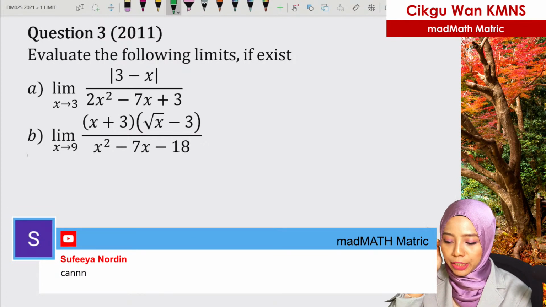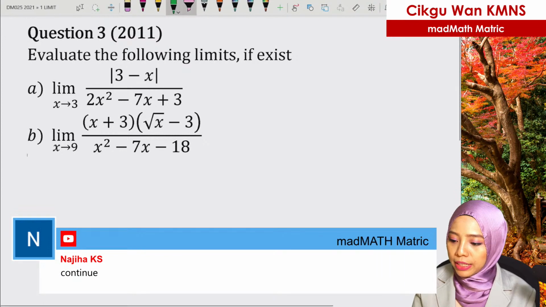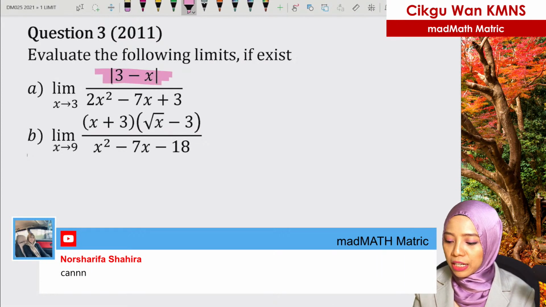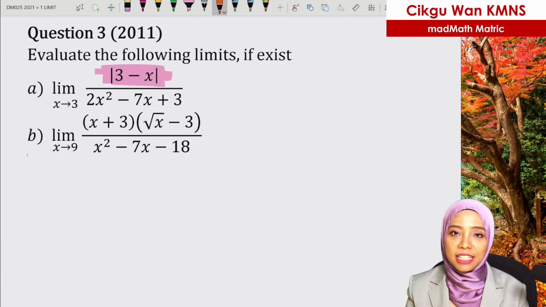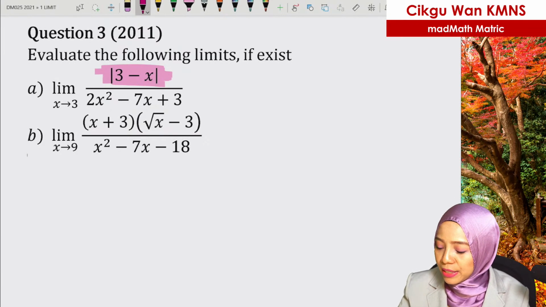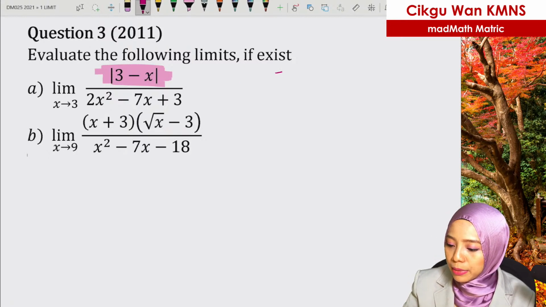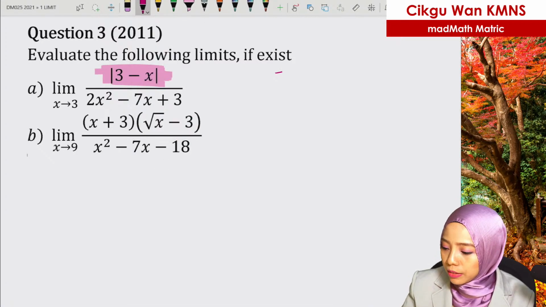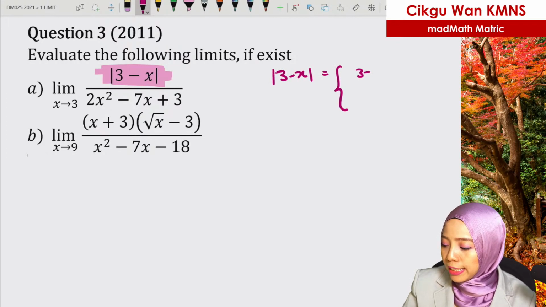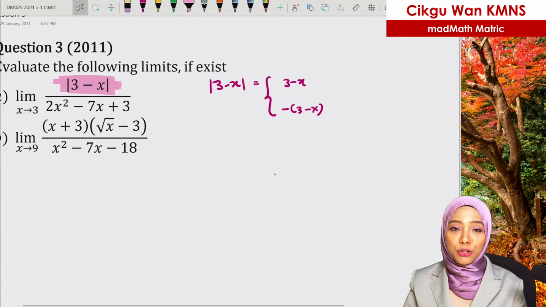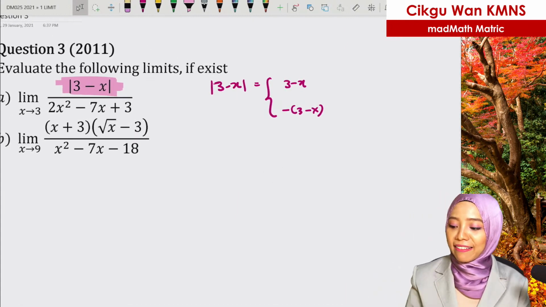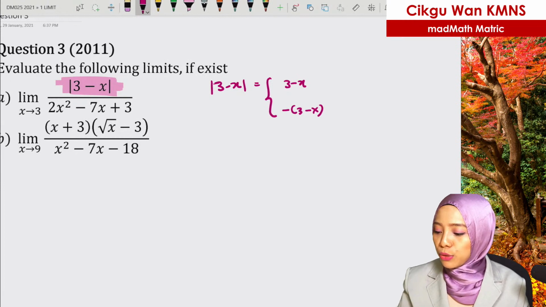Alright, let's continue. So this is 2011. You see, the years pass but the pattern of the questions is still the same. So absolute value of 3 minus x. I want to bold it all. 3 minus x can be either 3 minus x or negative of 3 minus x. This time you look at my working carefully. Now x is negative. We have to look at this carefully.